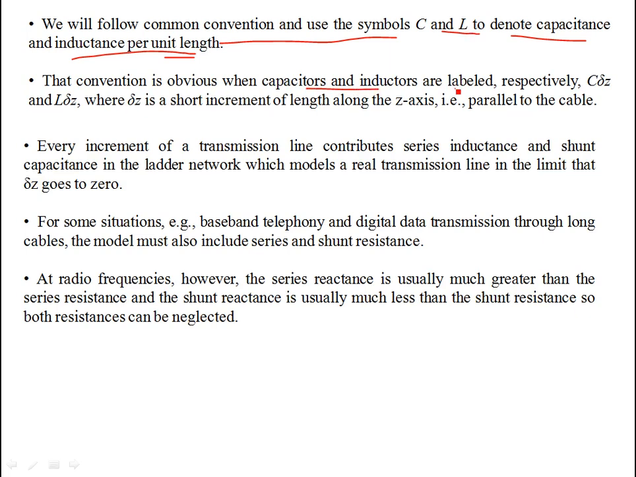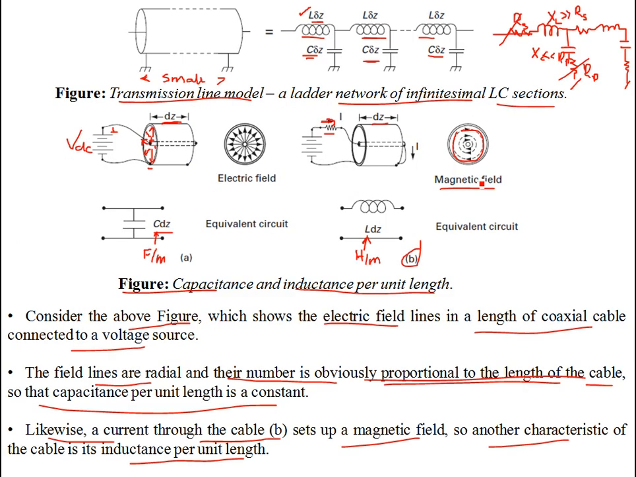When the capacitor and inductors are labeled respectively C delta Z and L delta Z, delta Z is a short incremental length along the Z axis, parallel to the cable. So every increment of the transmission line contributes to the series inductance and shunt capacitance in the ladder network, which models the real transmission line in the limit that delta Z goes to zero. If you add more and more sections, you are increasing the length of the line.